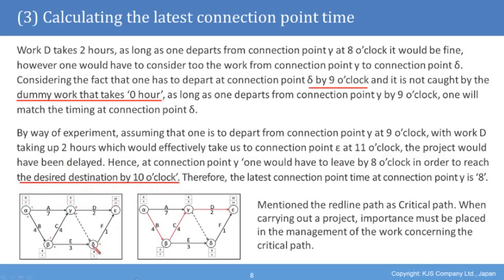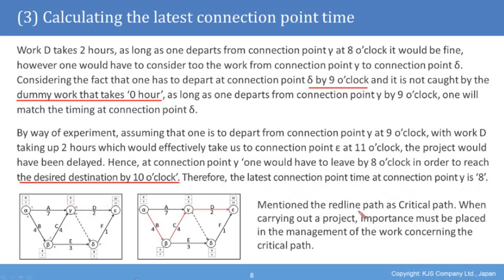We've got to delta, now we're going backwards from epsilon to gamma. Therefore, the latest connection point time at connection point gamma is 8. So that allows us to fill in the 8 below the earliest time, gamma. So in this case, you can see that at gamma, the earliest time is the same as the latest time.